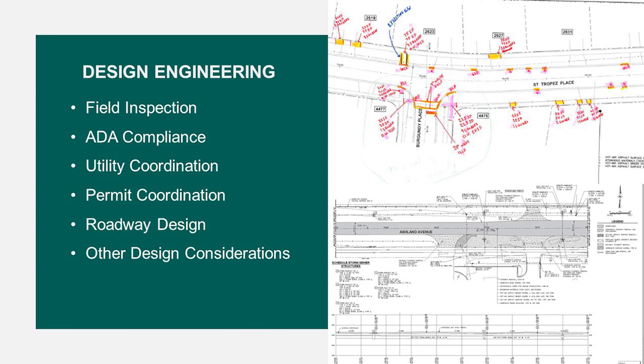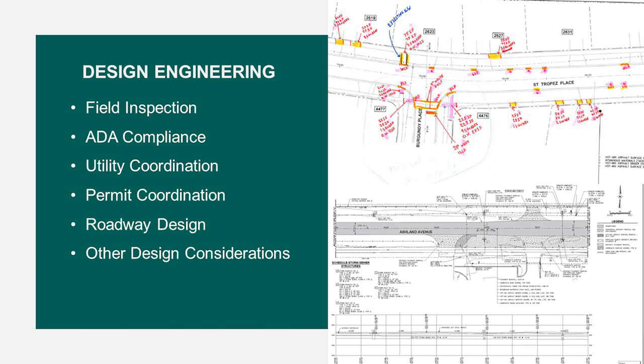Other items are CCDD, IEPA coordination for the removal of any soils. And then we'll go about the roadway design. Is it full depth reclamation? Is it mill and resurface? Determining typical sections. Sometimes on some projects our clients want to change the radius return of an intersection. Those items will all be taken care of in the roadway design.